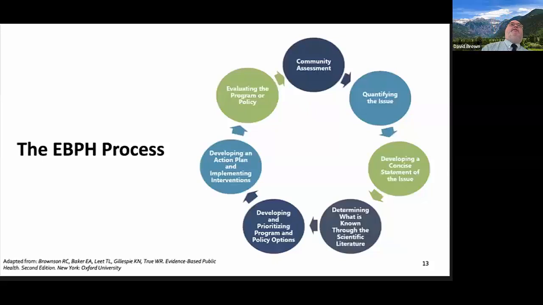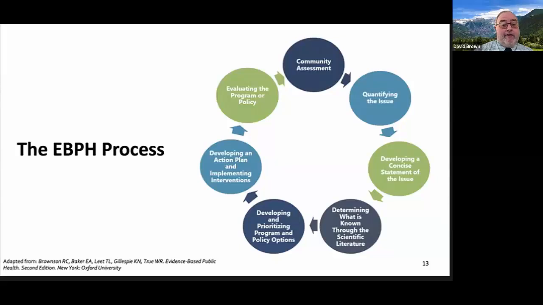You develop a concise statement of the issue. A lot of times people are saying these are issues, but we don't always get it down to a real concise statement. The key components of the issue statement include the health condition or risk factor, the population affected, the size and scope of the problem, prevention opportunities, and potential stakeholders. And this is really getting down to your research questions, if you're doing these things. Then you determine what is known through the scientific literature. That's really what we're going to focus on in this class today, but we will go into a little more detail as we move forward.